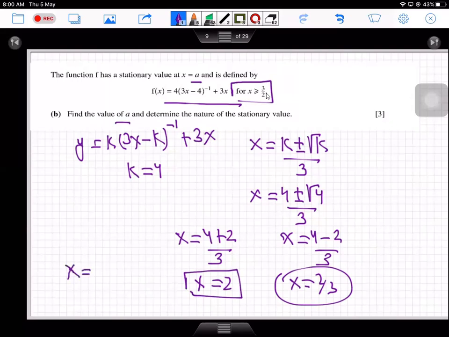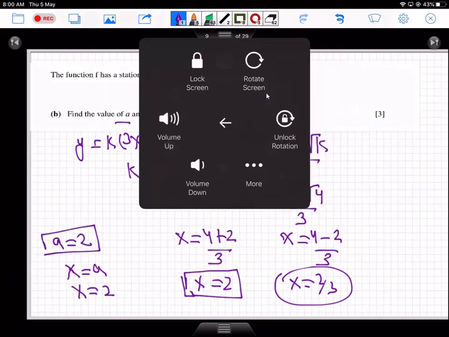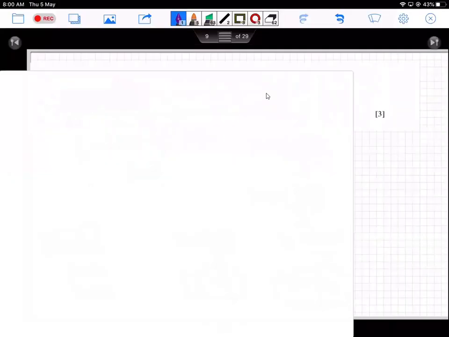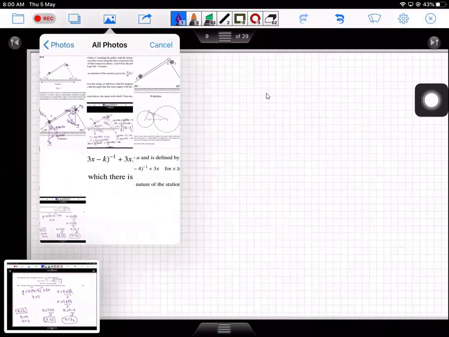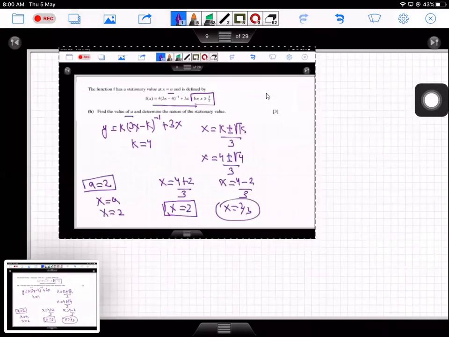Since the stationary value is in the form x equals a, and the stationary point we have found is x equals 2, therefore a is equal to 2. The value of a is 2, and this is your only acceptable value of a. Now we need to determine the nature of the stationary point as well. For that purpose, we are going to find the second order derivative.